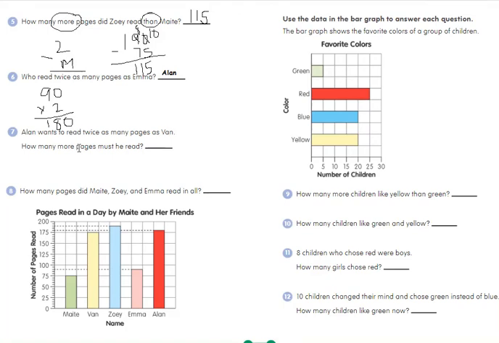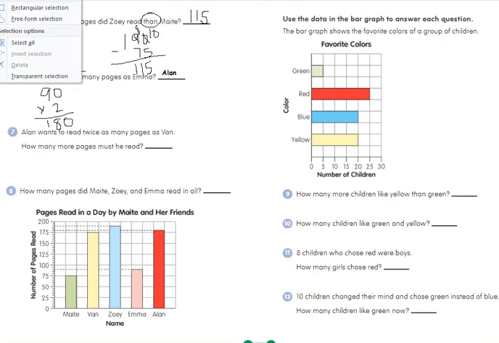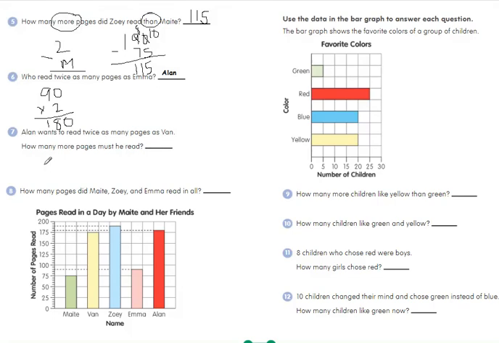Alan wants to read twice as many pages as Van. How many more pages must he read? Ooh, so this one is confusing. This is a two-step one, so we got to really work this one out. Alan wants to read twice as many pages as Van. So let's see. Alan, we know, has read 180. Okay. Van has read, let's see, 175.